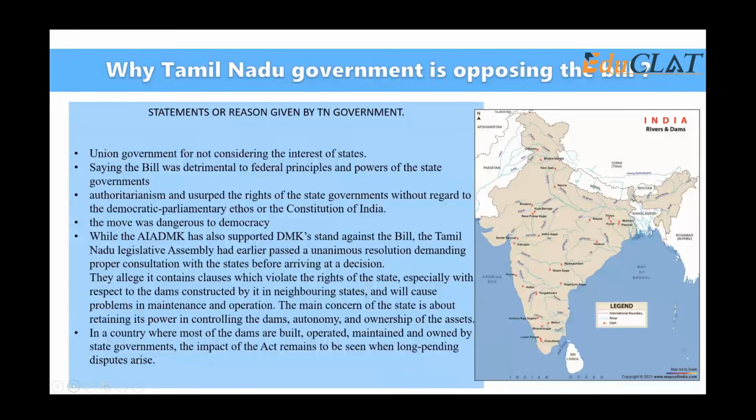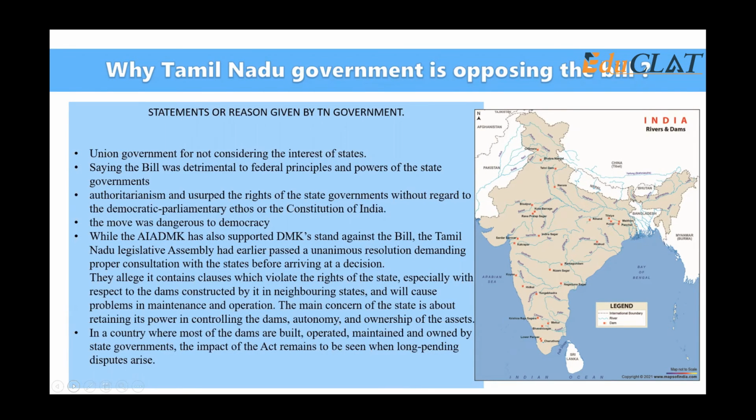The Tamil Nadu government severely and strongly opposed this bill. This makes me question why the Tamil Nadu government did so. A few of the reasons are mentioned here. It accused the Union government of not considering the interest of the state of Tamil Nadu, saying that the bill was detrimental to federal principles and the powers of the state government.